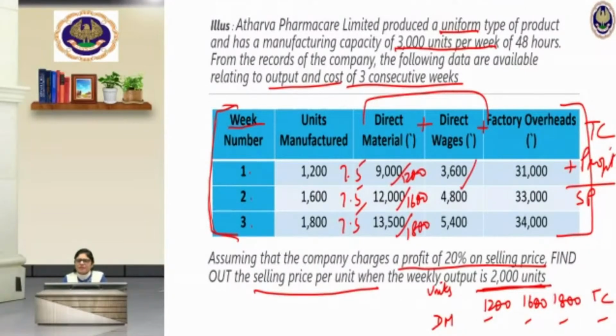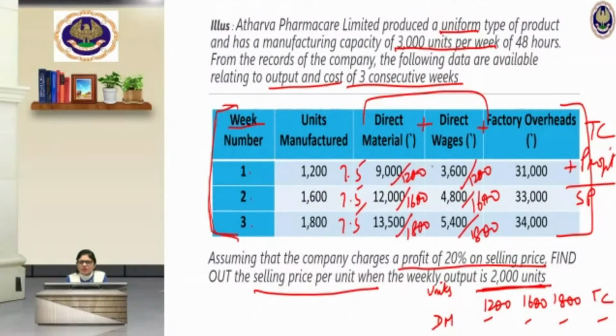Do the same thing for direct wages to find out whether it's a variable or a fixed cost. If it's a variable cost, per unit will remain the same. So 3,600 divided by 1,200, 4,800 divided by 1,600, 5,400 divided by 1,800. Calculate direct wages per unit. Is it same or is it changing? For all the 3 weeks, can you get the direct wages per unit? Can I have the direct wages per unit?